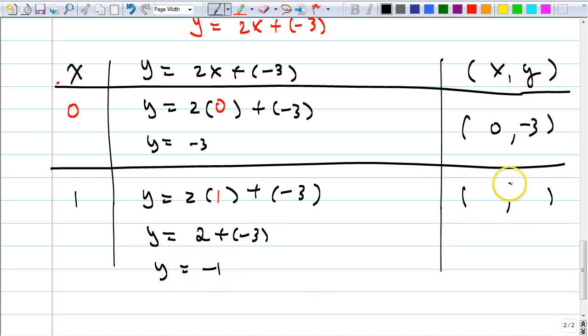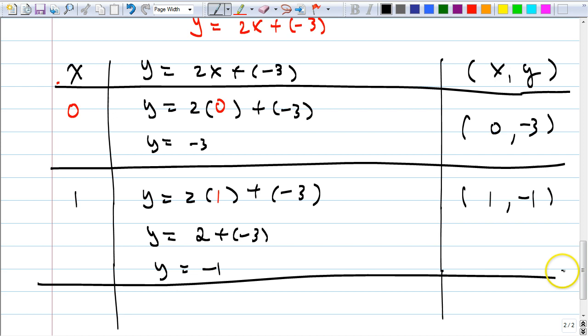In other words, it's 1, comma. And what do these ordered pairs represent? They are the solution to the what? Linear equation. No, solution and answer are the same thing. Okay. Now let's be sure that we have the right one.